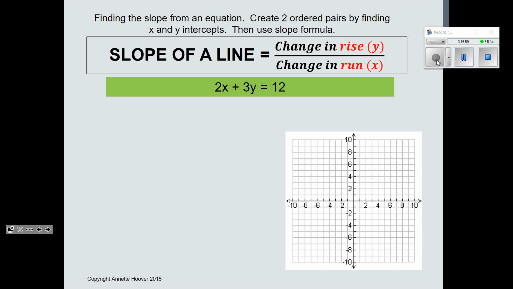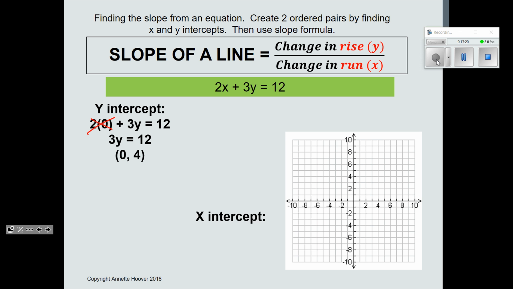Let's try that again. First, we're going to find the y-intercept by plugging 0 into x. That gives us 2 times 0 plus 3y equals 12. Since it's in standard form, this goes away, and it's really easy because it's just 3y equals 12. So our y is going to be equal to 4, and of course x was 0. So our y-intercept is 0, 4.